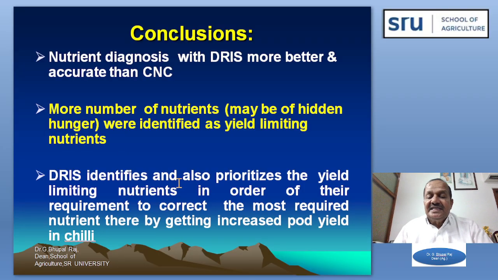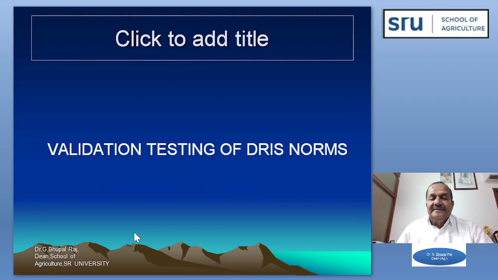So this identifies and prioritizes the yield limiting nutrients in order of their requirement, to correct the most required nutrient first, thereby getting increased pod yield in chili. Not only does it identify which nutrients are limiting the yield, it also gives the order of preference of the limiting nutrients. So for the most deficient nutrient, we can take up the application of that particular nutrient immediately, giving preference by prioritizing the deficient nutrients through DRIS.